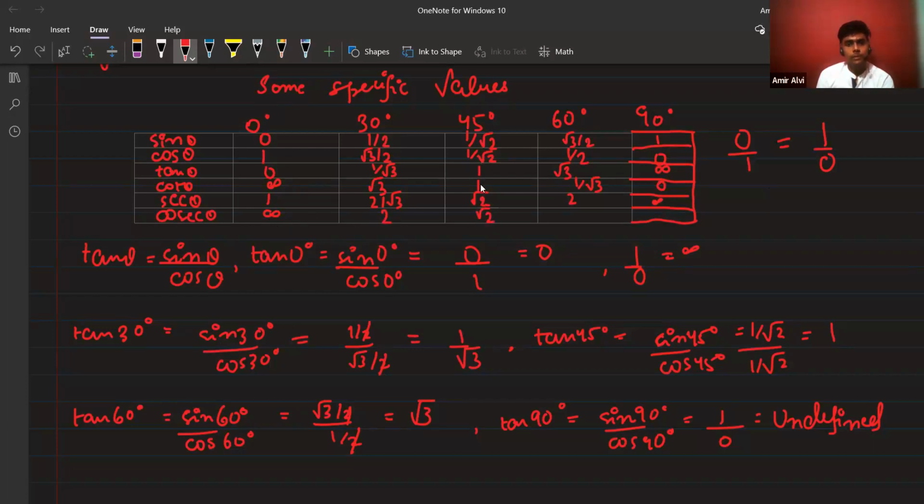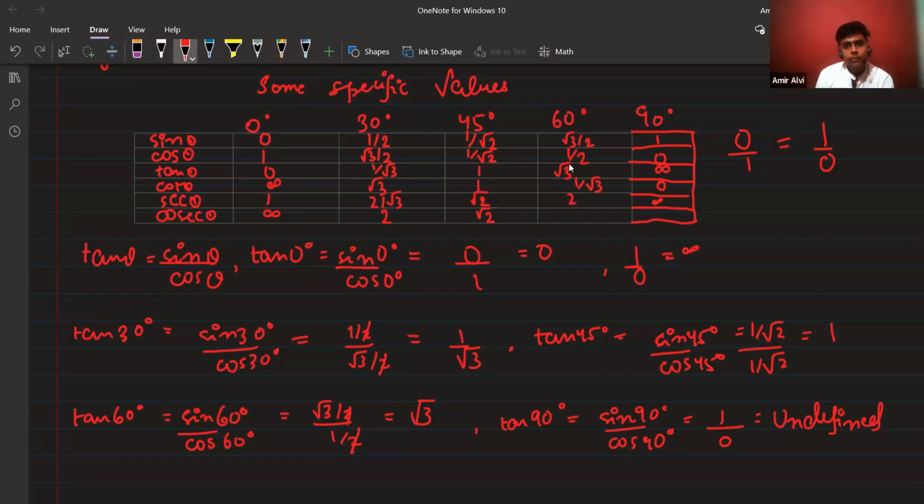As you can see, all the six ratios have their respective values at 45 degrees. Sine and cos have 1 by root 2, tan and cot have 1 by 1 and 1, and sec and cosec have root 2. Is it? Yes, sir.